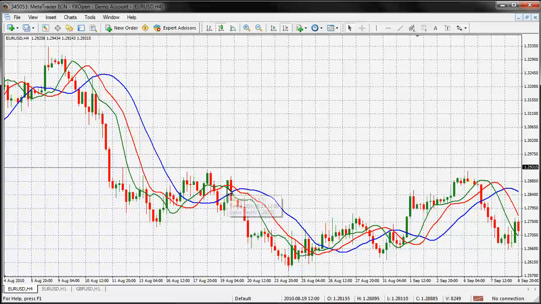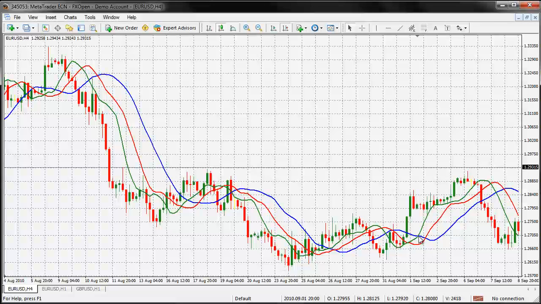Alright, okay, here's a good example. We can see the green line is coming down, and it's also crossed the blue, and then later we see the red line come down and it's crossing the blue as well. And the distance between these is very short, they're not very far apart. Okay, and then the market drops.